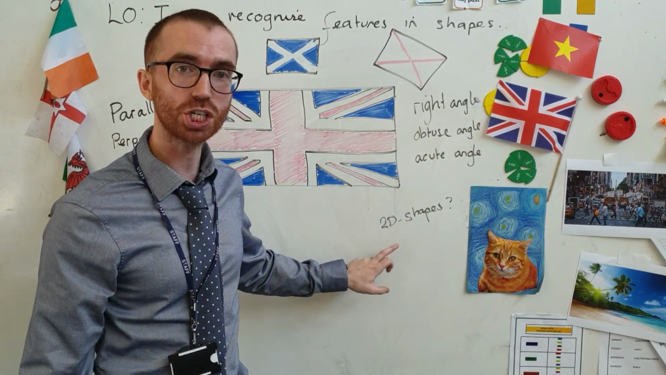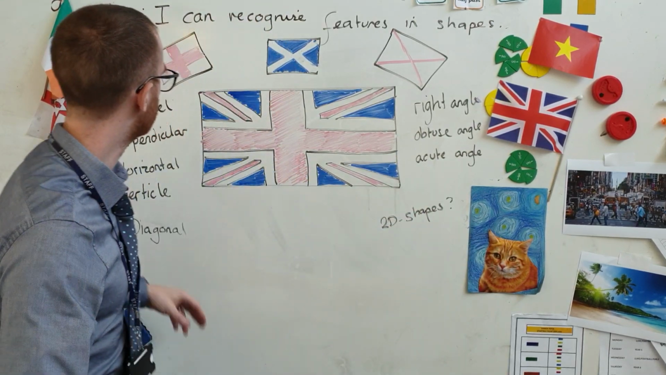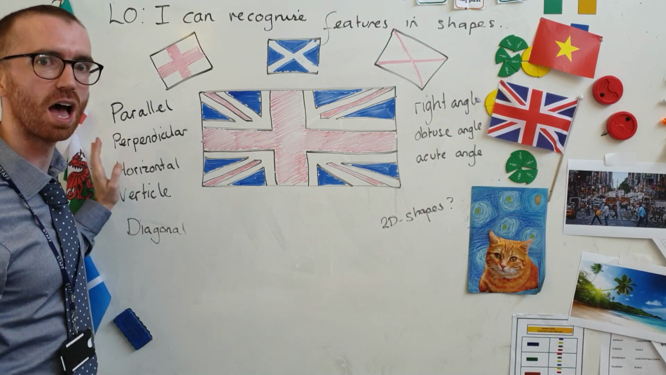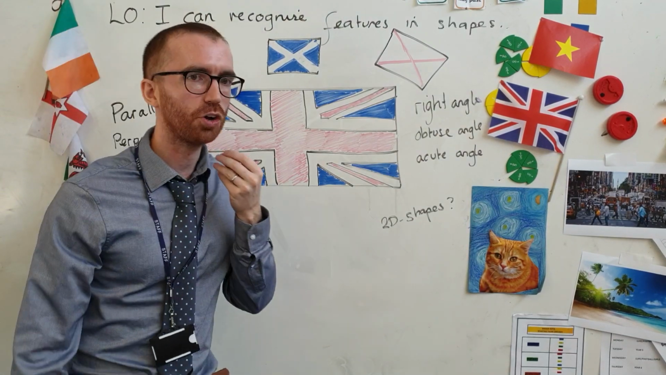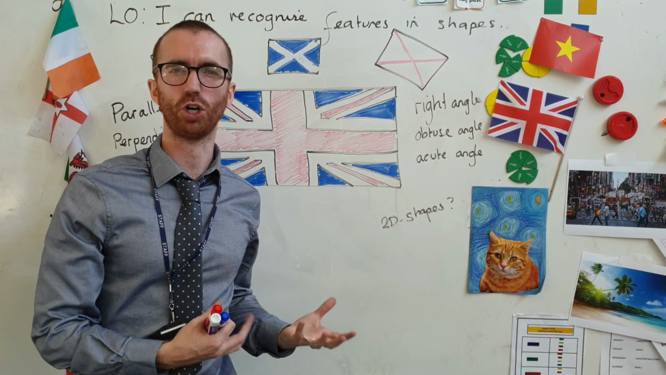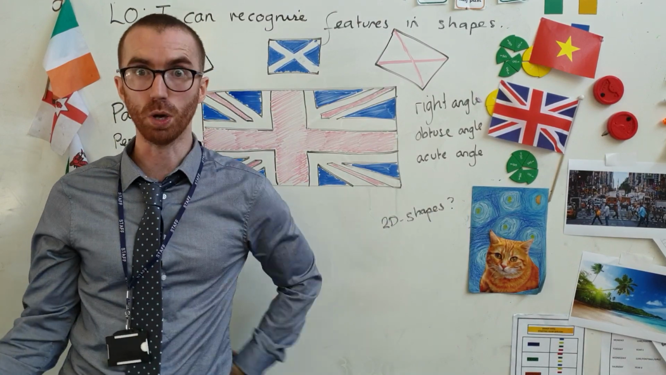Make sure you've looked at 2D shapes. It's a 2D shape video. And make sure you've looked at different types of lines. There's a line video. So we are going to recognize and put all these together when we look at different objects around the world, basically.